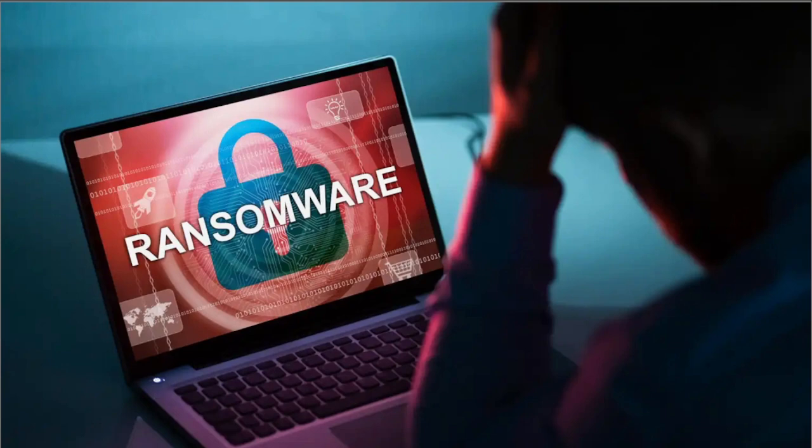To stay safe, always update your software, avoid suspicious links, backup your data regularly, use strong, unique passwords, consider using multi-factor authentication, and use a reliable antivirus or anti-malware software. Cyber threats are evolving. Stay informed and protected.